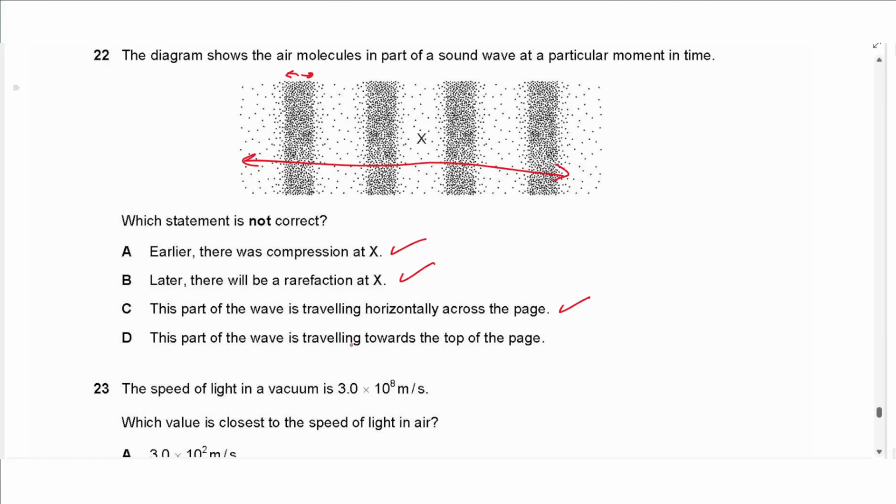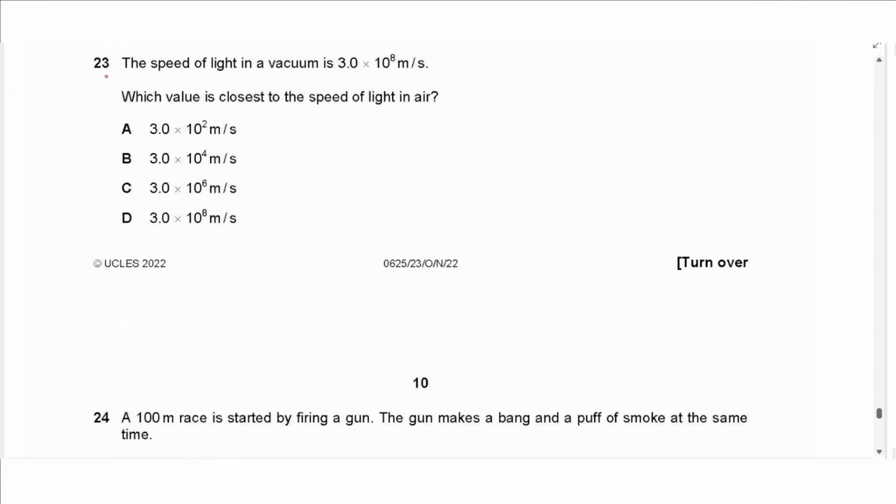This part of the wave is traveling towards the top of the page. No, because the vibration in a longitudinal wave is parallel to the direction of the travel of the wave, so the answer is C. Question 23 says the speed of light in vacuum is 3 times 10 to the power of 8 meters per second. Which value is closest to the speed of light in air? So the speed of light in air is almost the same as the speed of light in vacuum, so the same number, so the answer is D.